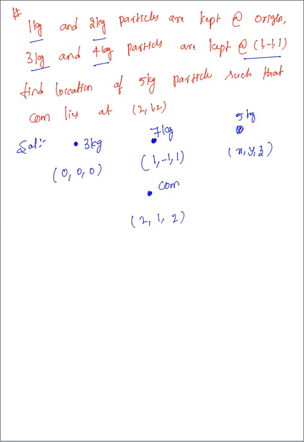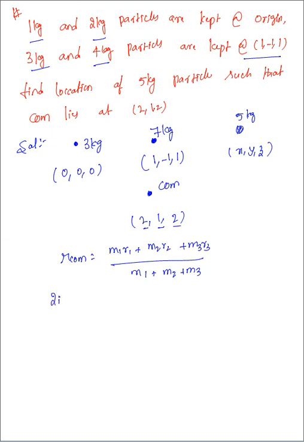So what is the formula of RCOM? RCOM is nothing but M1 R1 plus M2 R2 plus M3 R3 divided by M1 plus M2 plus M3. Now I am going to keep everything in vector form. So this can be written as 2i cap, 1j cap, 2k cap. So that's the RCOM. Let me write that. Understand properly.